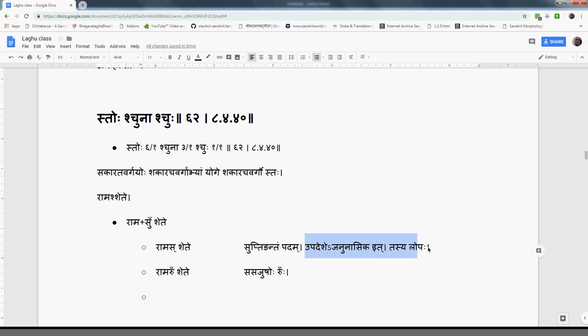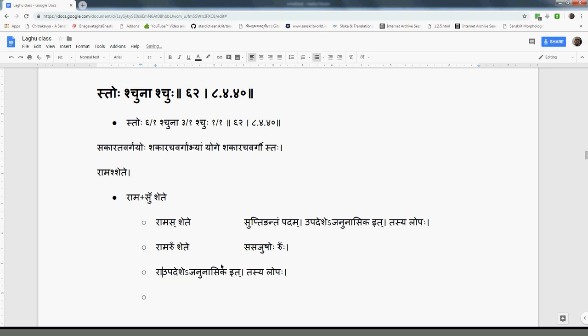Again, same sutra, upadesha janyasikait and tasya lopa, when you apply, you will get Ramar Shete. So Ramar Shete applies and Tasya Lopa. So you will get Ramar. Or we'll just drop this now. We'll not repeat this. We'll just say Ramar Shete. And Ramar Shete will become what now? Ramaha Shete.